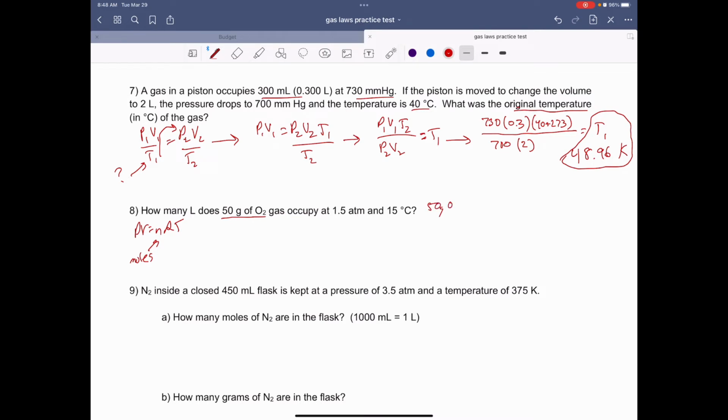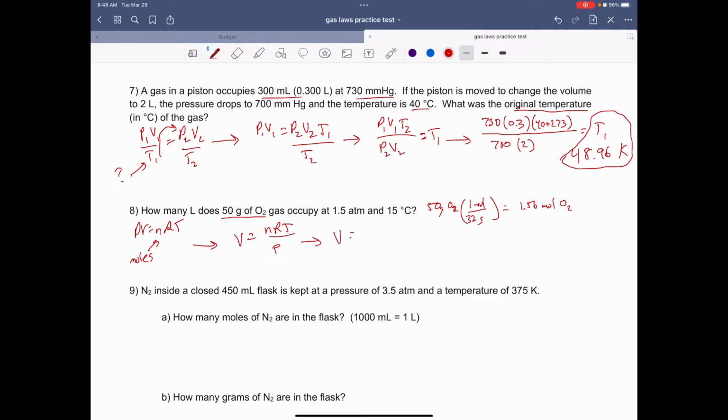So 50 grams of O2. Remember, using the periodic table, each mole of O is 16 grams, so O2 is 32 grams for a single mole of O2. So 50 divided by 32, 1.56, that's rounded. So that's how many moles of O2. Okay, now we can get started here. We're trying to figure out how many liters it occupies, so that is a volume. So volume is equal to nRT all over P.